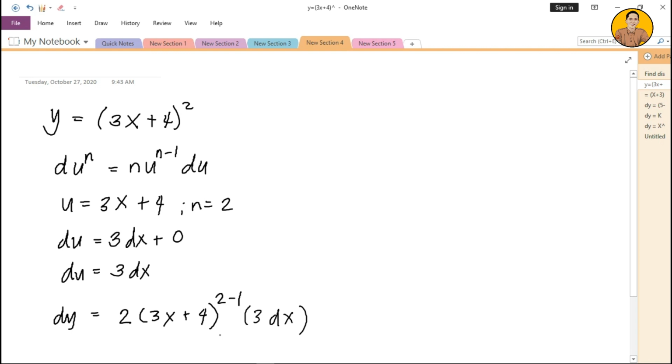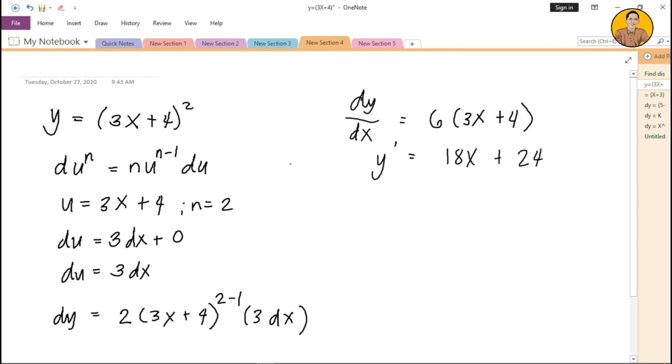Then we just simplify this. So you can divide both sides by differential of x. You have here the derivative of y with respect to x equals, so simplify this. So 2 times 3, this is 6, times the quantity 3x plus 4. So 2 minus 1 is 1. So this is our final answer. So you can multiply this. This becomes 6 times 3, so 18x plus, so 6 times 4, this is 24. So this is your y prime. So that's how the power rule works.